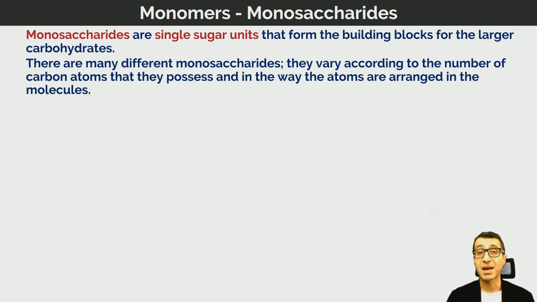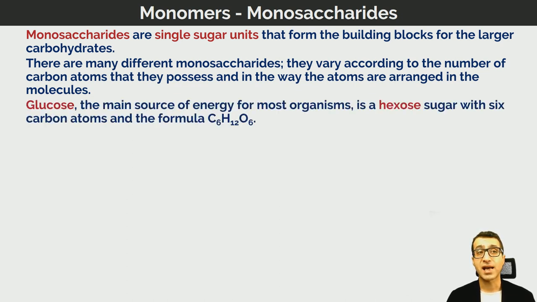Now, glucose is the main source of energy for most organisms, and it's referred to as a hexose sugar. Hexose meaning that it has six carbons, and it has those six carbons in that formula that you saw before, C6H12O6. So glucose exists as isomers. The word isomer, again, should be familiar to most of you from chemistry. It means when you have two isomers, you have two molecules with the same molecular formula, but different structural formulae. Now, glucose exists in both the straight and the ring forms.